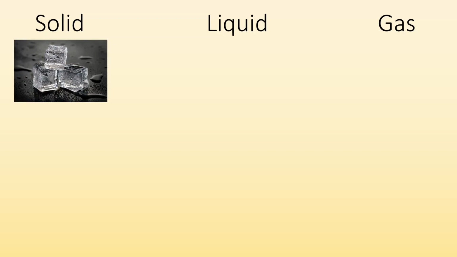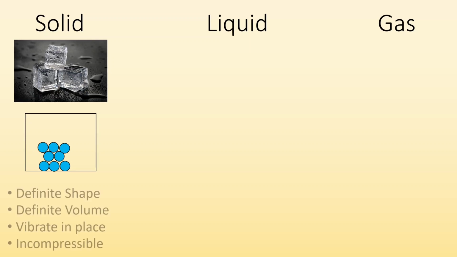Solids, think about ice. Ice is solid water. If we did a particle diagram, you can see that the particles are arranged in this nice, neat, repeating pattern. So the solids have a definite shape, they have a definite volume, they vibrate in place, and they're incompressible, meaning if you push down on them, there's no empty space for them to get compressed into.